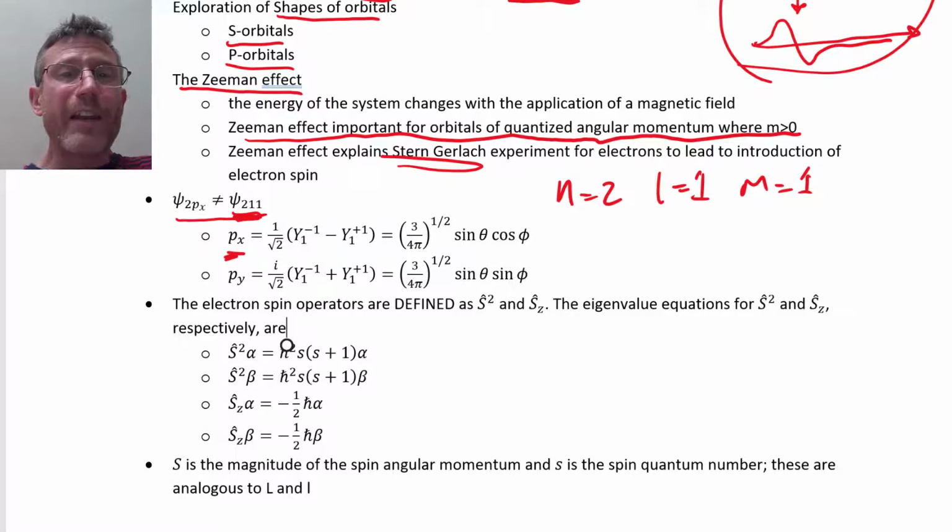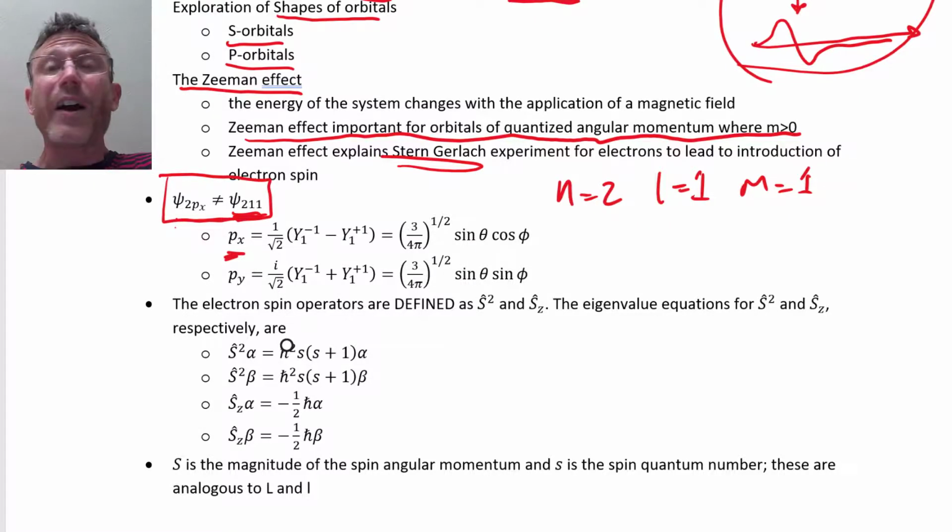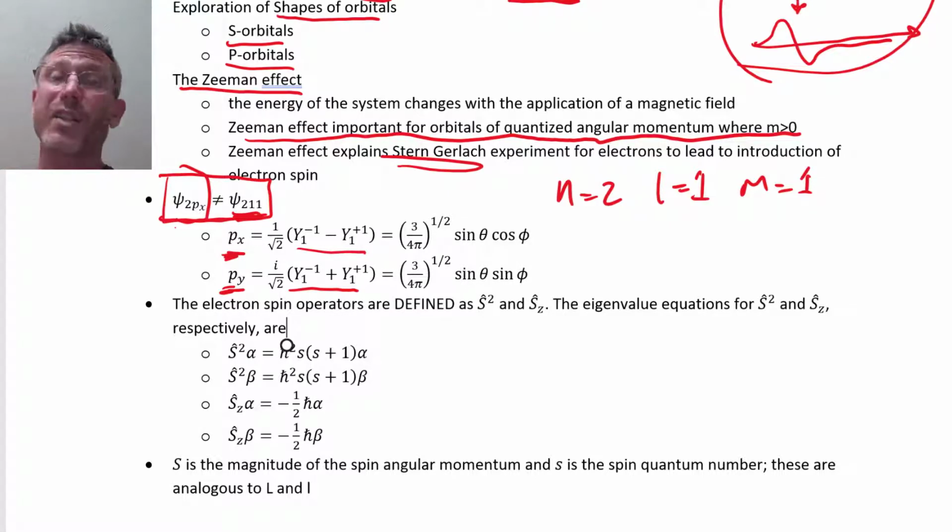So the point here is that this P sub X orbital is not exactly the same as the wave function psi 211. Remember, psi 211 is a solution to the Schrodinger equation, and the py orbital or the px orbital are linear combinations as described in here. So try it, plug in those equations and see what you get as part of your review.